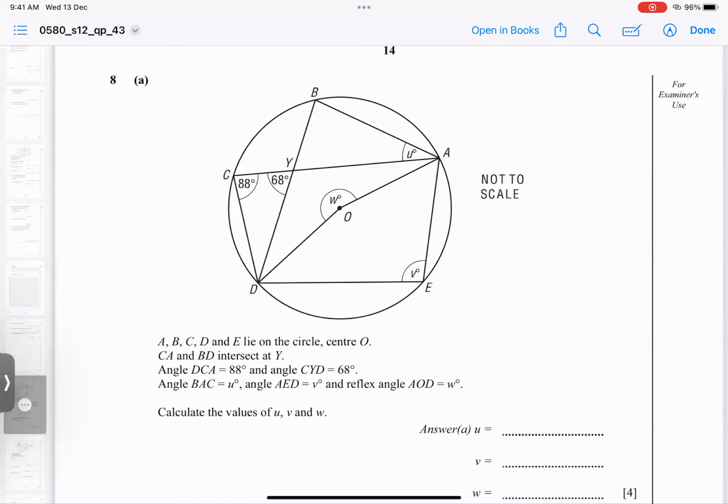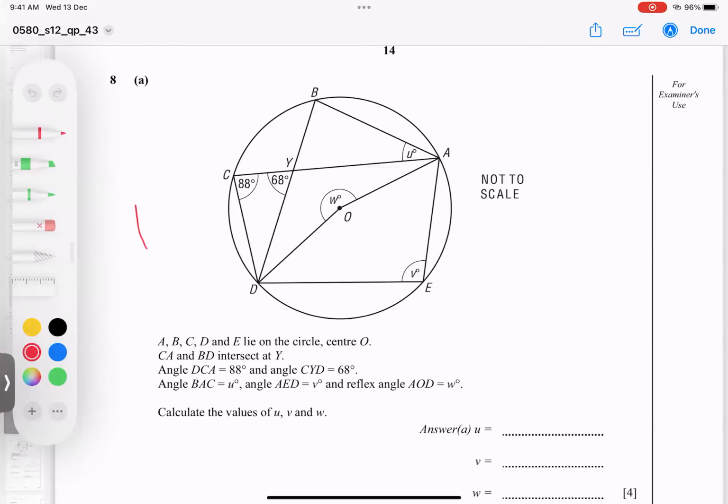Bismillah ar-Rahman ar-Rahim. This is a question we can see here, left side upper corner. So June 12, 43, variant question number 8. And the topic is O-level circles.